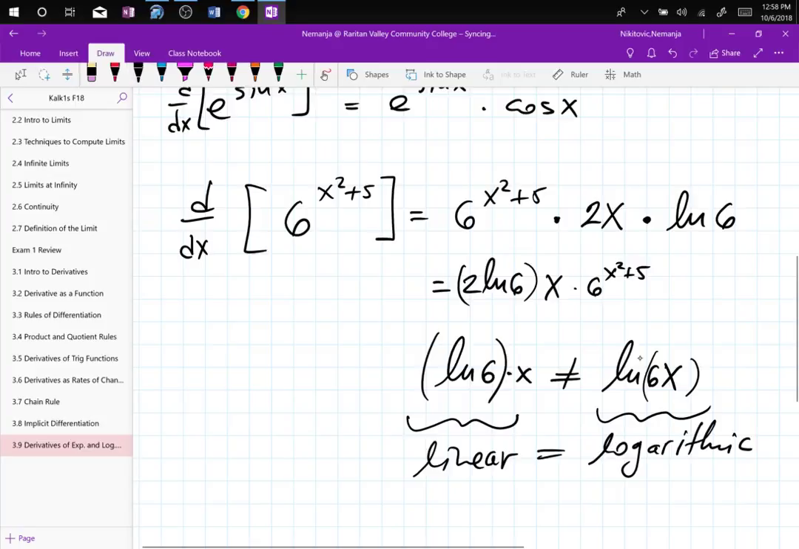They will never be. Let me put that in blood over here. They don't even belong to the same type of functions. You have a linear, which is in polynomials, and logarithmic, which is in transcendental functions. So they don't even belong to the same realm of functions. Vastly different.